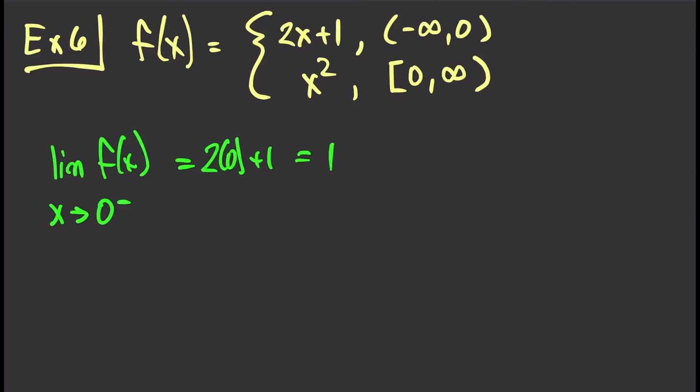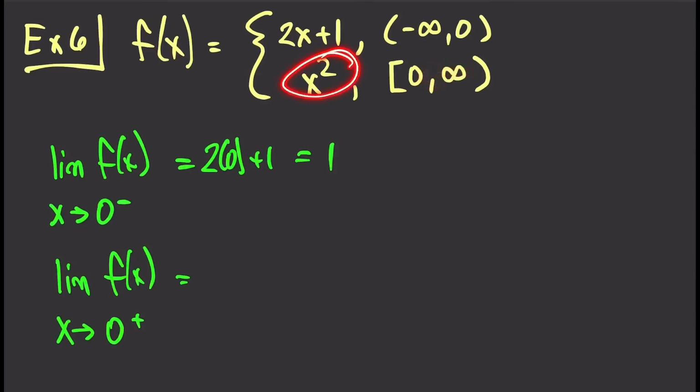Okay, so now I have to take the limit of f of x as x approaches 0 from the right. And again, ignore parentheses and brackets. From the right means from infinity to 0. So I have to use this. That's going to be x squared. Well, 0 squared equals 0. So what I'm saying here is the left-hand limit and the right-hand limit are not equal. When those limits are not equal, the limit does not exist, and this has to be a jump discontinuity.